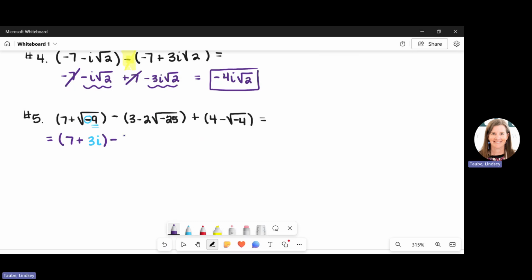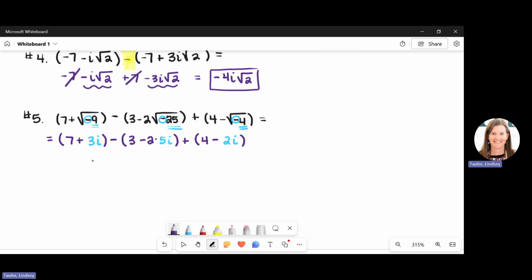Okay, minus my second complex number. I'm going to keep the 3 minus 2 times, again, let's look at this radical. I have a negative, which means there's an i involved there because it's the square root. And then the square root of 25 is 5. So I'm going to end up multiplying that negative 2 times a 5i there. Plus, let's keep that 4 minus the square root of a negative, which means there's an i involved, and the square root of 4 is 2. So we're going to have a 2i there that we're subtracting.